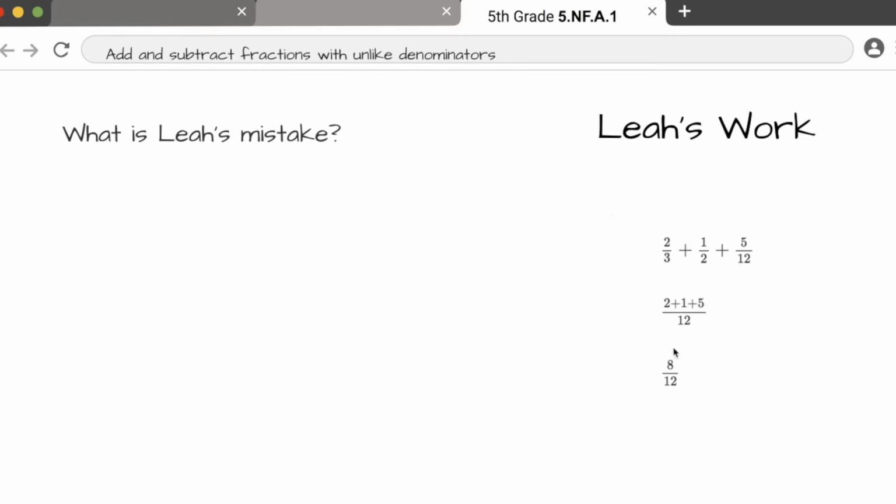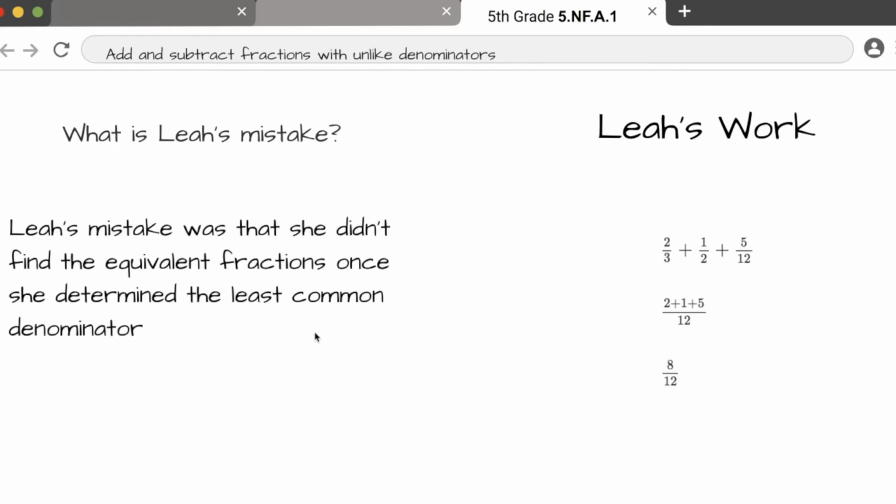Well, I do think that you are supposed to find a common denominator, but what was the step? She did not find equivalent fractions once she determined the least common denominator. Very nice job. So once you determine the least common denominator, you would need to find equivalent fractions for the other fractions that you're adding and then go and add the numerators. Oh, you all are so smart. So let's see how we can help Leah.